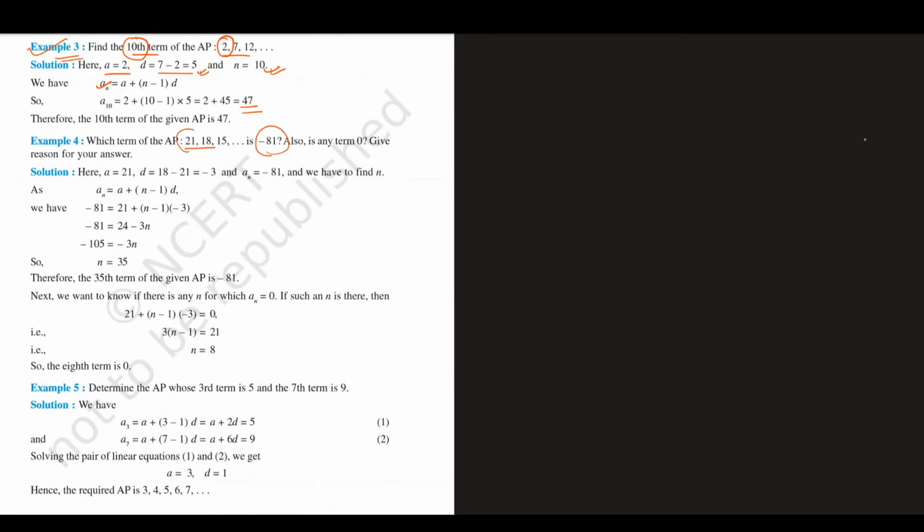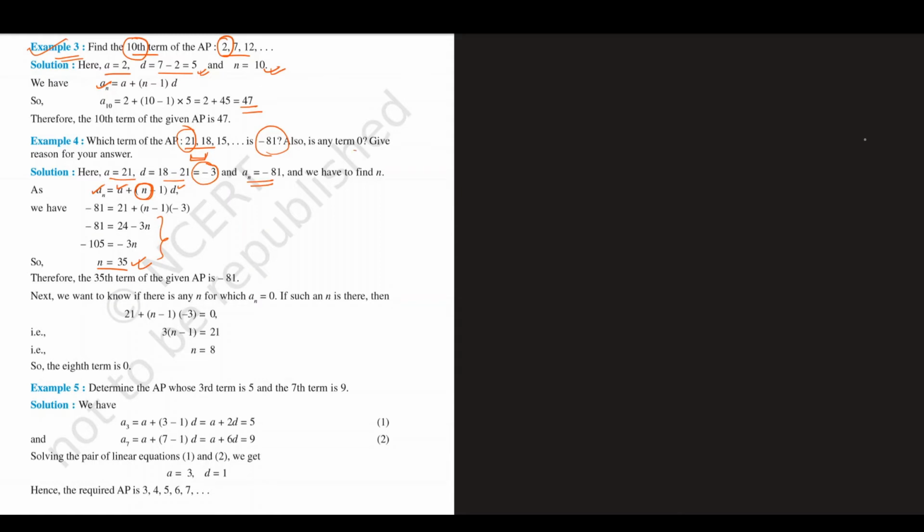Then, which term of this AP is minus 81? So a in this case is 21. d is the difference between these two terms, that is 18 minus 21, so it's minus 3, and we are given an in this case. So just write the formula, put the values of an, a and d, and we have to find n in this case. So by solving we get n is equal to 35.